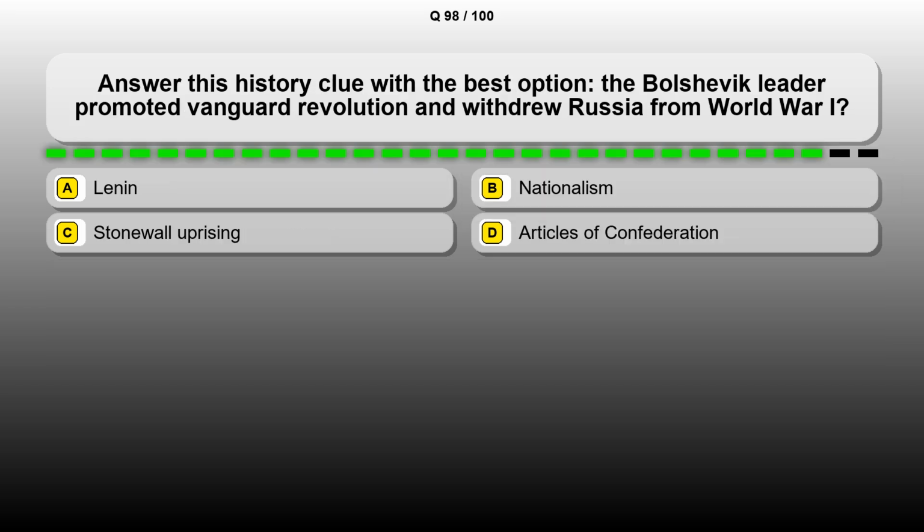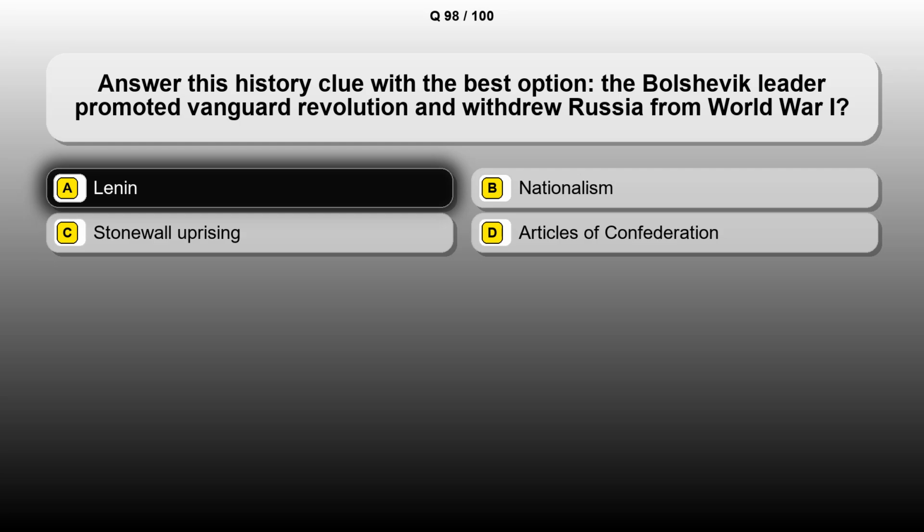Question 98. Answer this history clue with the best option. The Bolshevik leader promoted vanguard revolution and withdrew Russia from World War I. Option A, Lenin. Option B, nationalism. Option C, Stonewall Uprising. Option D, Articles of Confederation.